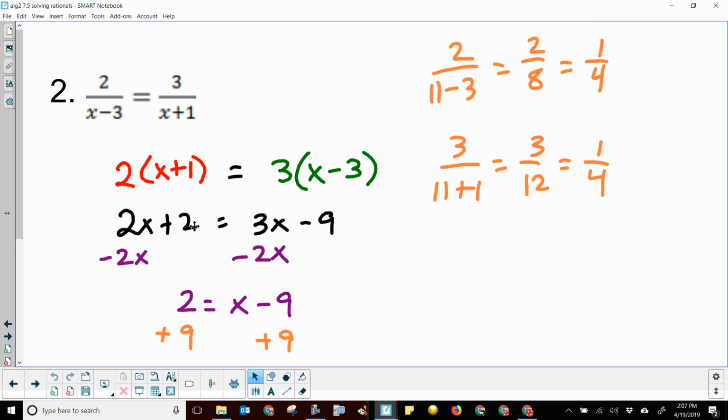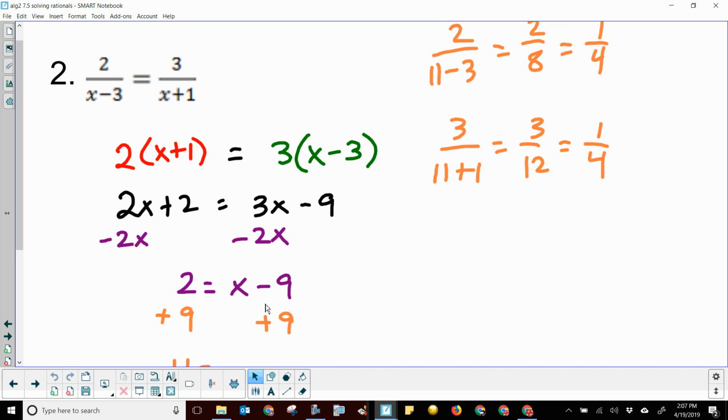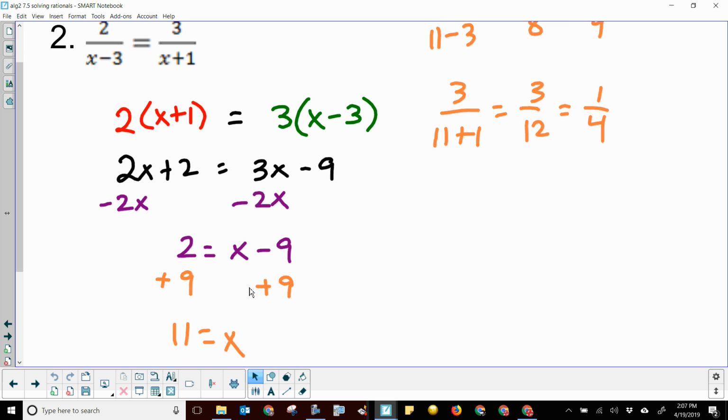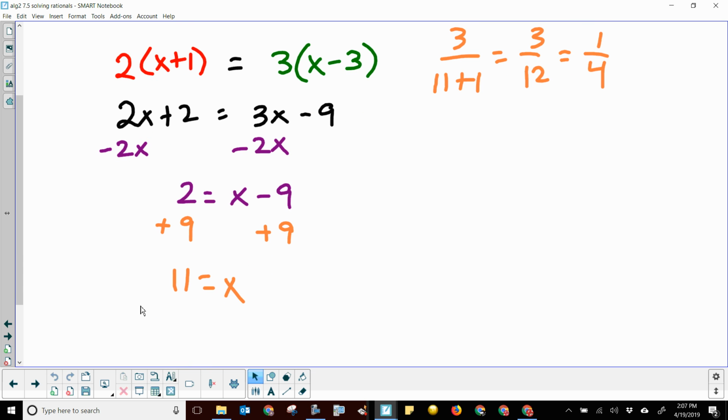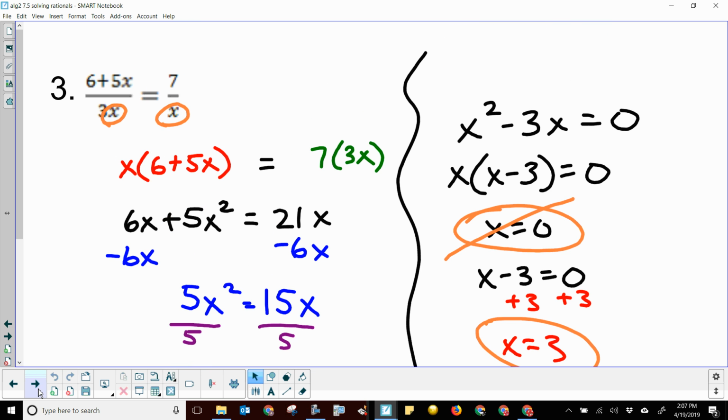So cross, distribute, start solving. I'm gonna go kind of fast because once you get to this point here, it should be easy. And then take 11 and plug it back in. So I plugged it in here, and I just simplified that to 1/4. And I plugged it in here, simplified that to 1/4, and because they are equal, just like they said they were supposed to be equal, then I know my x equals 11 is correct. Here's another one. Let me move those out of the way real quick.